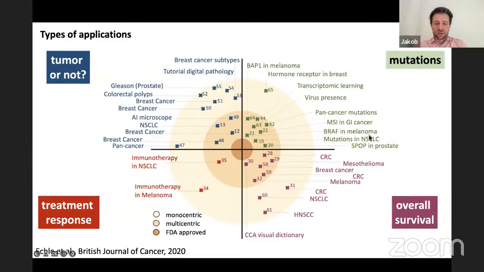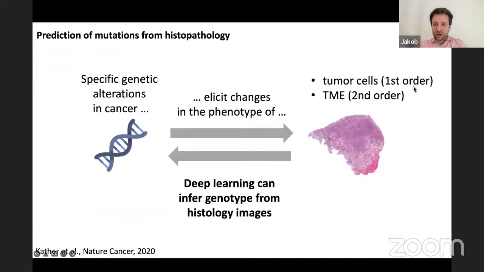For example, is a BRAF mutation present in this tumor, yes or no? And this is also the area that I want to focus on now. So why specifically predicting the presence of molecular alterations from H&E slides? So why do we think this is possible?